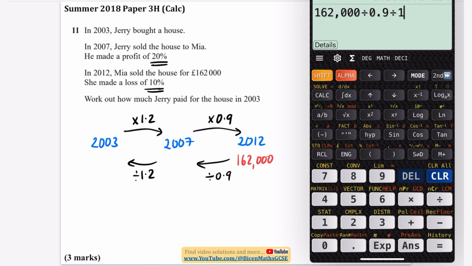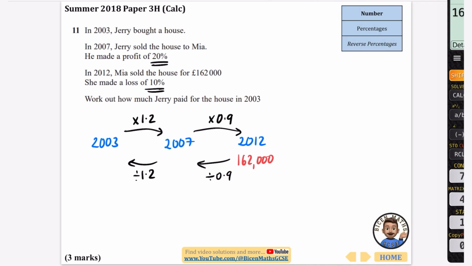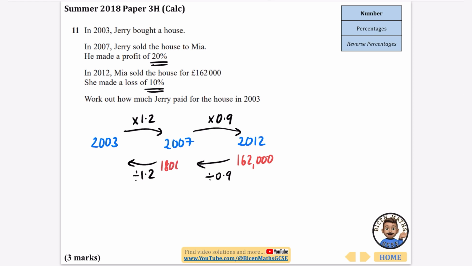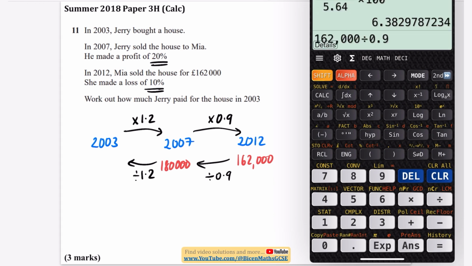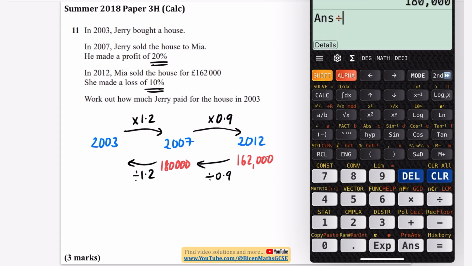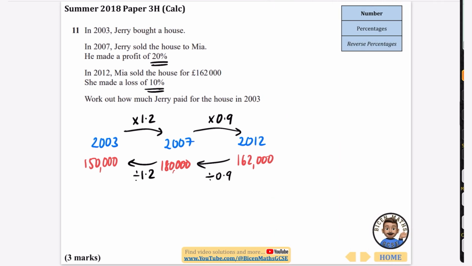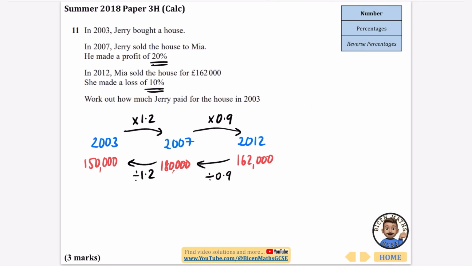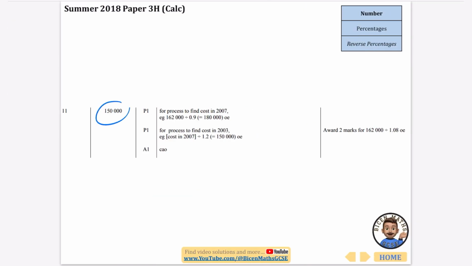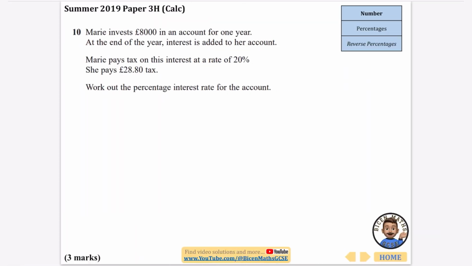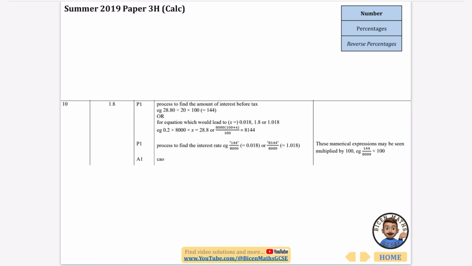But if you want to do it a little bit at a time, we could say that in this middle section we've got is 180,000. And if I divide that by 1.2, we get the original price, which was £150,000 for the house, okay? So Jerry paid for it in 2003. Jerry paid £150,000, so it's a reverse percentage question. And that's the answer. Okay, we've got one more reverse percentage question and then we're going to stop the video at this point.